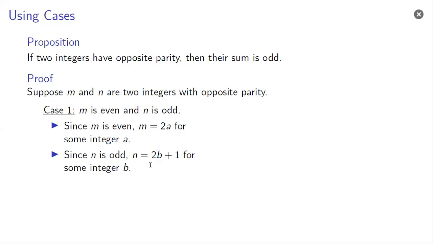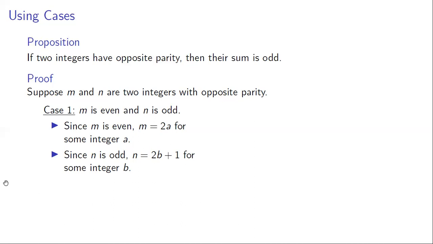For example, let's say m is 4. Then this would be 2 times 2, okay? But let's say n is 11, right? It has to be odd. Then this b would be 5, not 2. So you cannot make the assumption that a and b are the same. That's why we give them two variable names, to account for the possibility that they're different integers.